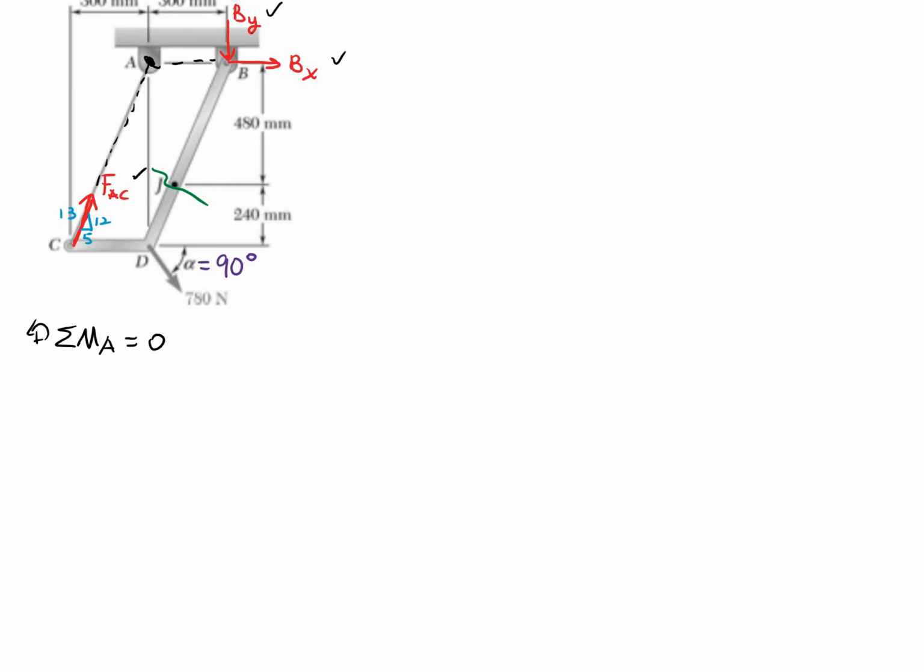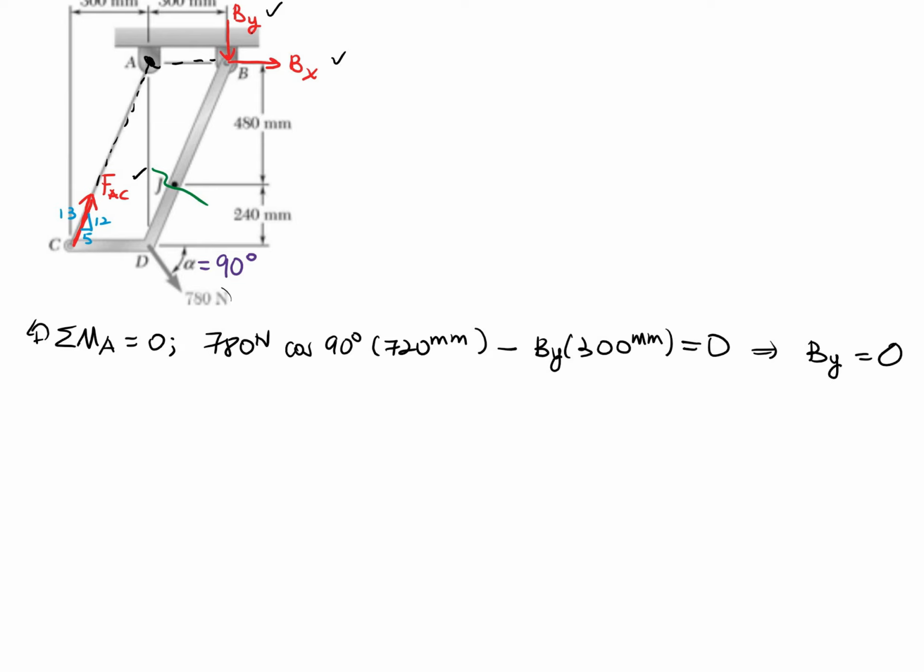So summing moment about A, we have 780, which is this force right here, newtons times cosine 90 degrees times 720 minus By times 300. That's equal to 0. And what that will actually tell you is that By is equal to 0. Okay. So we find that our By, which is right here, is equal to 0 because of alpha, which is 90 degrees. So cosine of 90 degrees, which gives us a horizontal version, is also equal to 0.